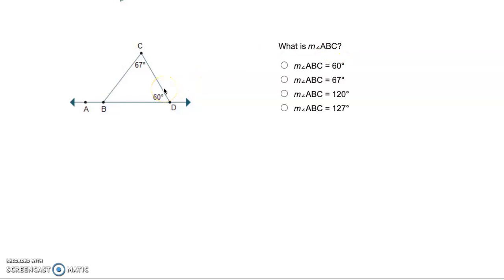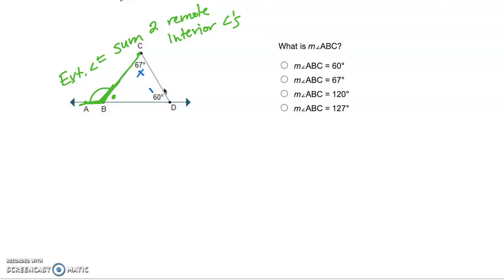What is the measure of angle ABC? ABC is this angle right here. And remember, this is called an exterior angle. And we know about our exterior angle theorem that it's equal to the sum of the two remote interior angles. So if this is the exterior angle, the remote ones, which means the ones that it is not touching, would be this one and this one. So angle ABC is equal to 67 plus 60, which would give us 127.